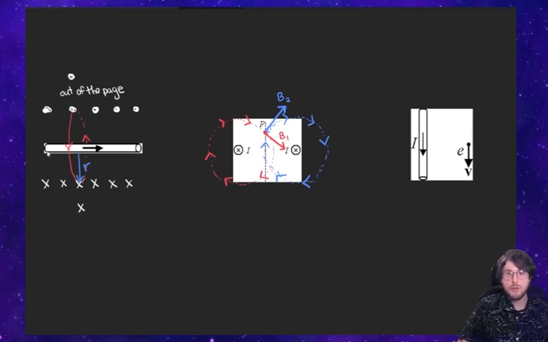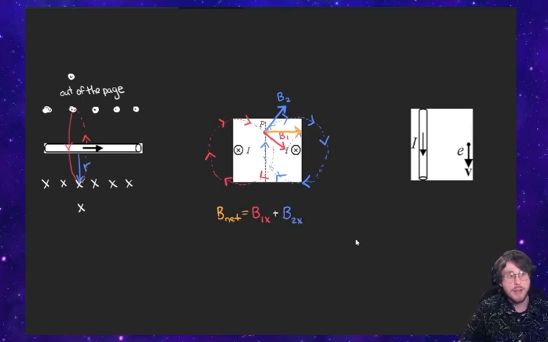So where you could go from here, if you wanted to find B net, is you could argue that these vectors, when added tail to tip, are going to add in the x direction and cancel out in the y direction. And so if that's the case, then really whatever the x component of both of these vectors is going to be our net magnetic field in this case. So we would have B1x plus B2x as our net magnetic field.